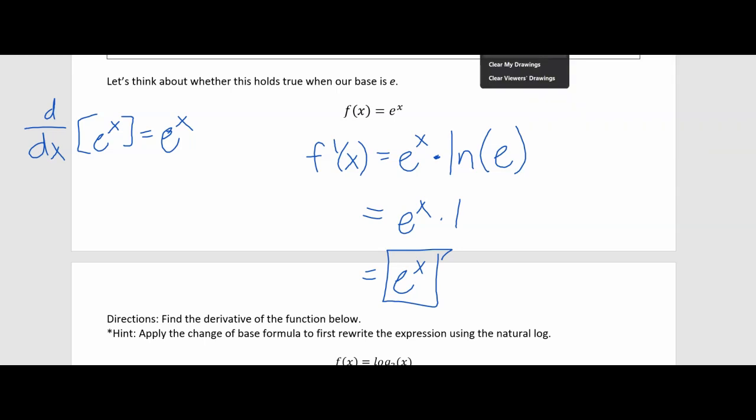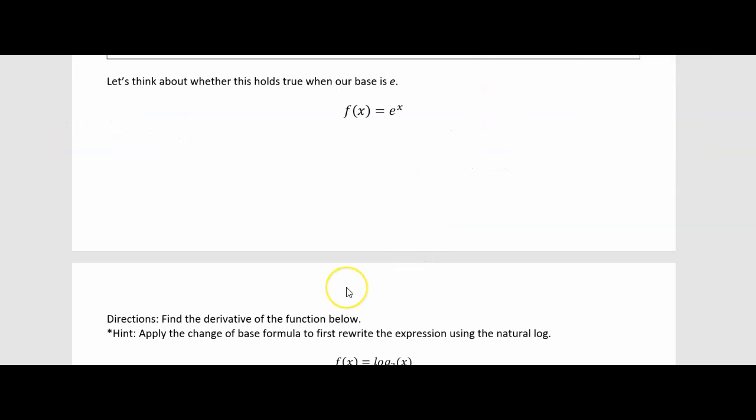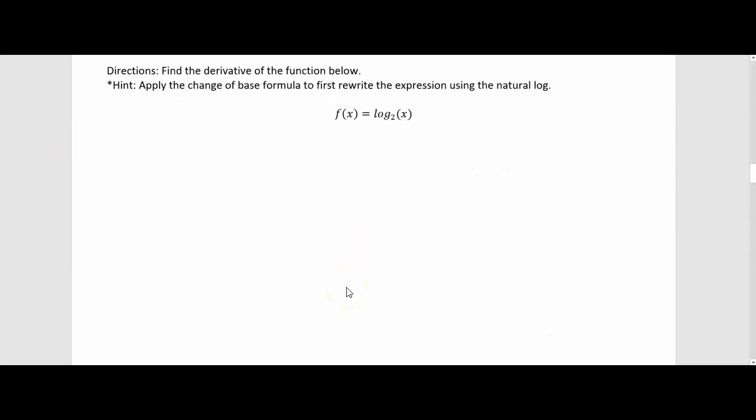Okay, time to move on to derivatives of logarithmic functions that are not the natural log. I give you a hint here. I say apply the change of base formula to first rewrite the expression below using the natural log. Because again, if we just look at this function, we may not really know what to do as far as how to take that derivative.